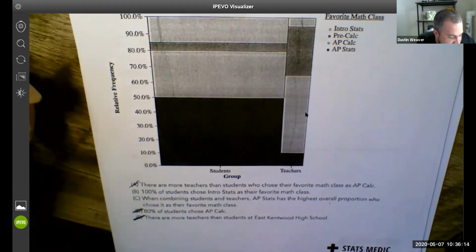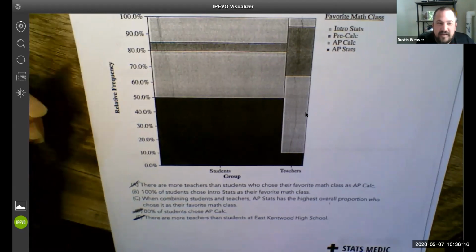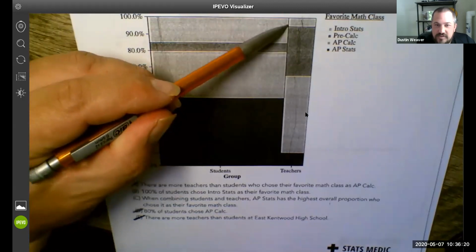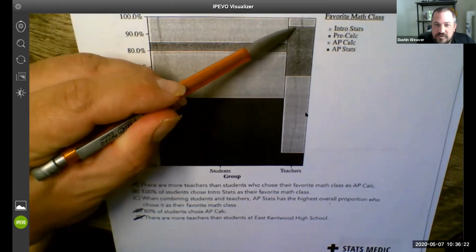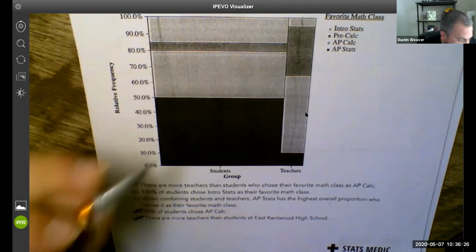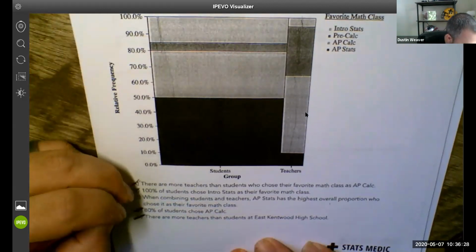100% of students chose Intro Stats as their favorite math class. That's kind of funny, but that means you didn't know how to read the graph. The graph goes from 95 to 100, so only 5% chose Intro Stats as their favorite math class. So that leaves us with C.